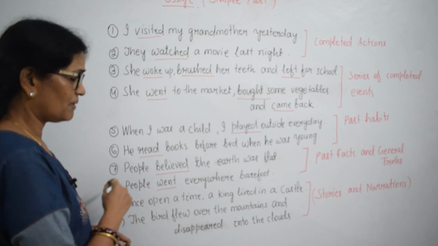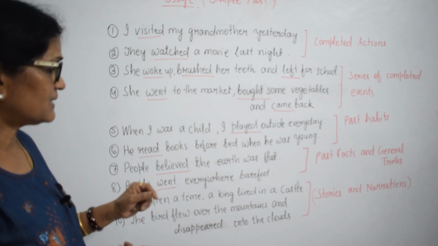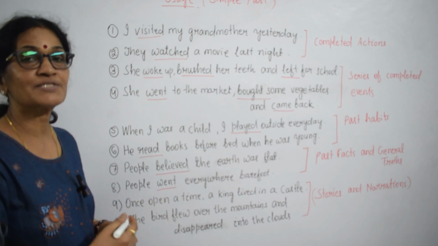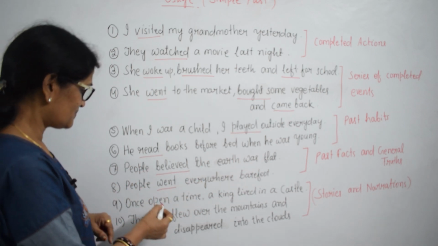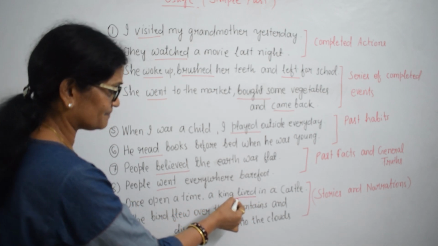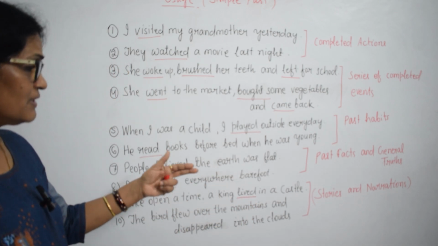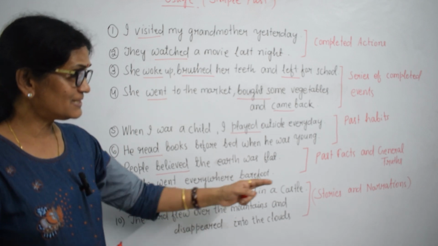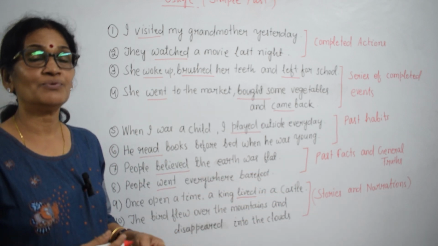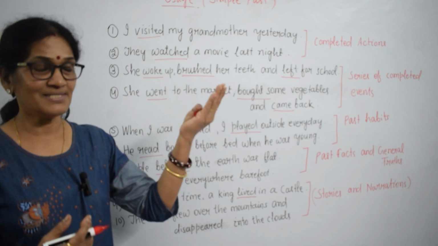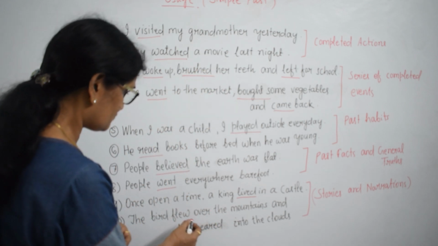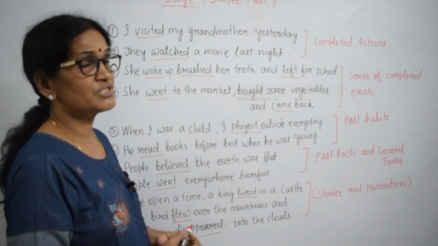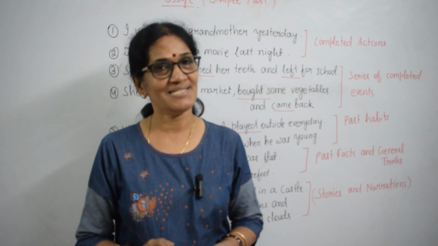So went, simple past. Once upon a time, a king lived in a castle. This is a story. When you express stories, that must be in simple past. Lived. Okay. The bird flew over the mountains and disappeared into the clouds. What is it? Narration. When you need to narrate anything of the past, that must be in simple past. Flew over the mountains and disappeared. This is how we use simple past and simple present in sentences.